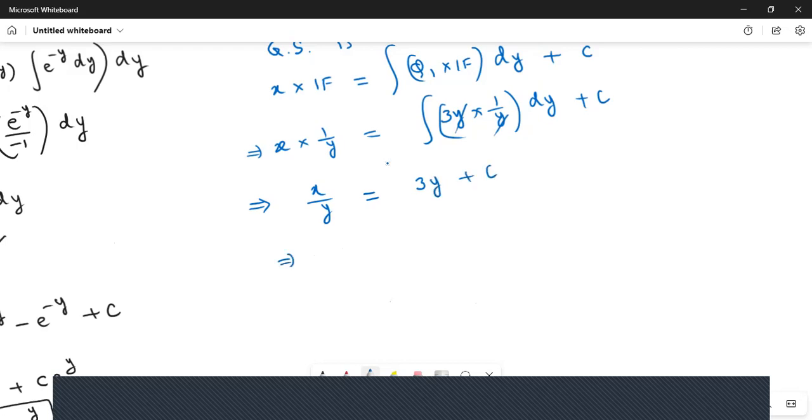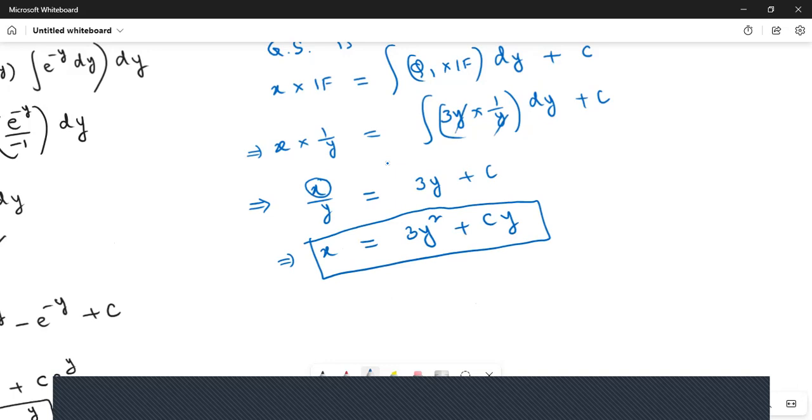So you see here, your final solution should come in terms of x. Okay, so you write x. So that will become 3y square plus cy. So that becomes your answer. I hope you understood this question.